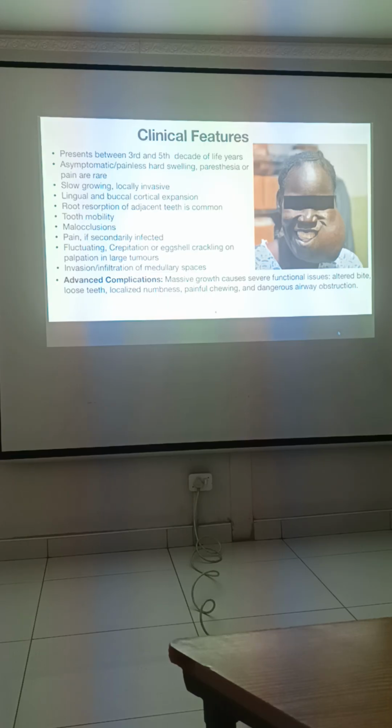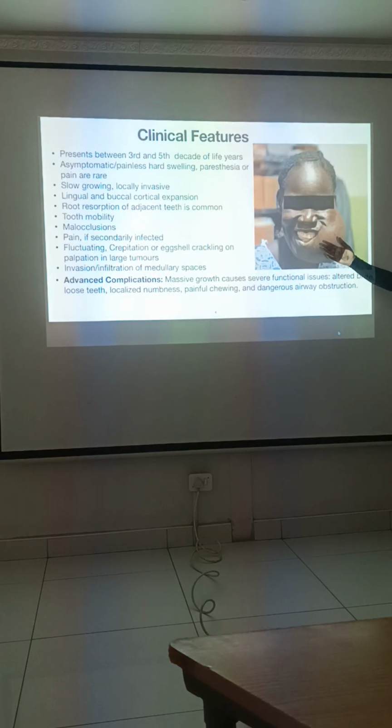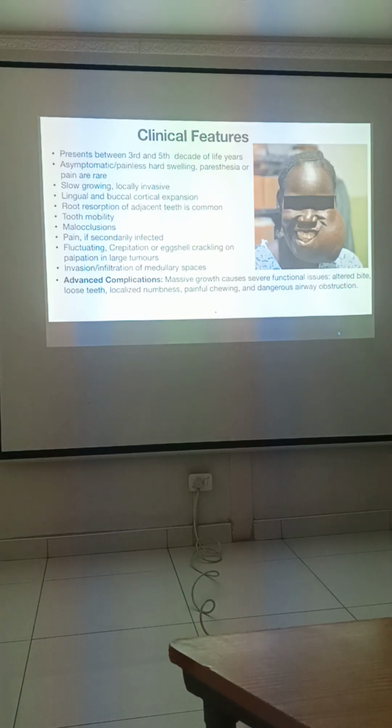There is usually lingual and buccal cortical bone expansion. Because of the effect on the bone, there is usually also root resorption in the adjacent teeth. So in this case, since the swelling is in this area, the mandible can be affected, which would cause the teeth in that exact area to be affected as well. Since the teeth are supported by the bone, when that bone support is lost, the teeth become mobile. So that would cause mobility of tooth, it would cause malocclusions.